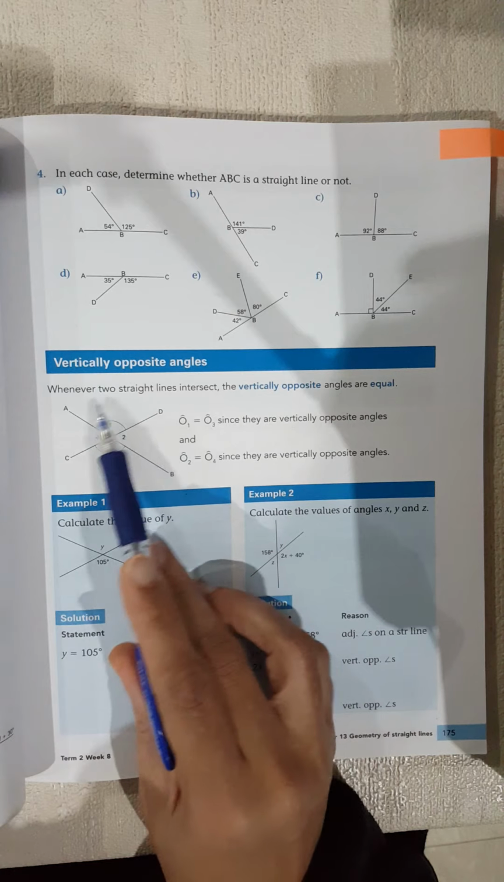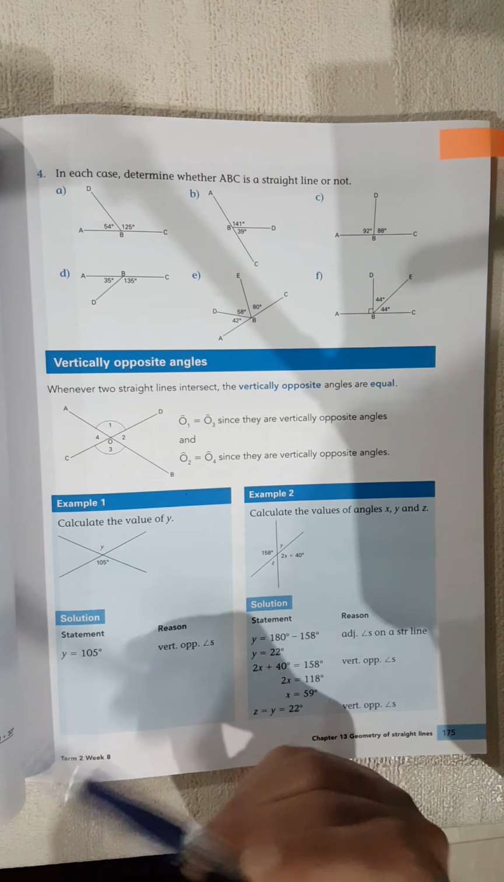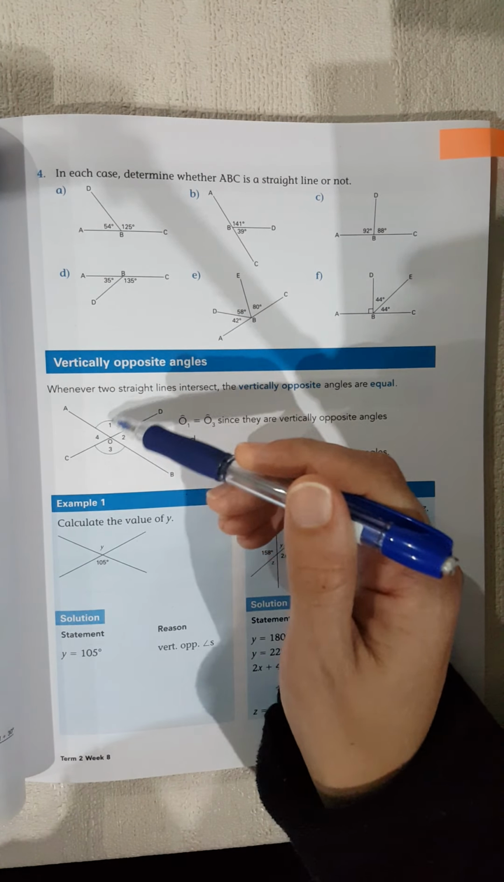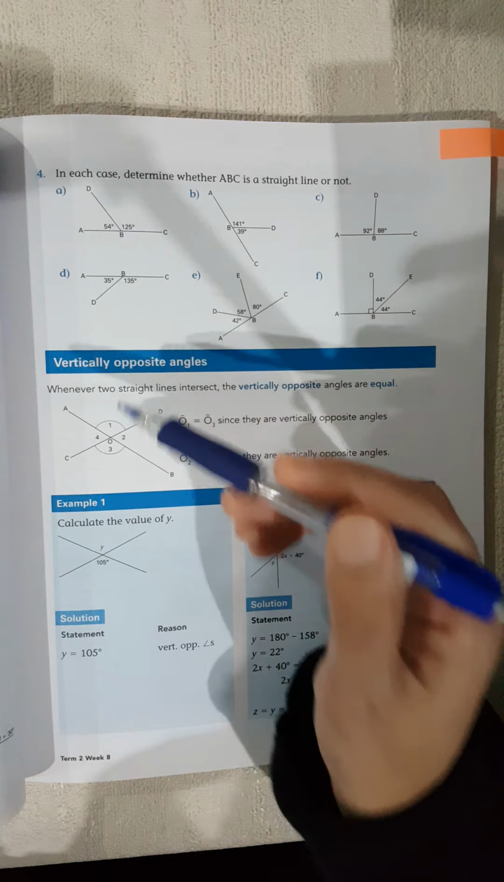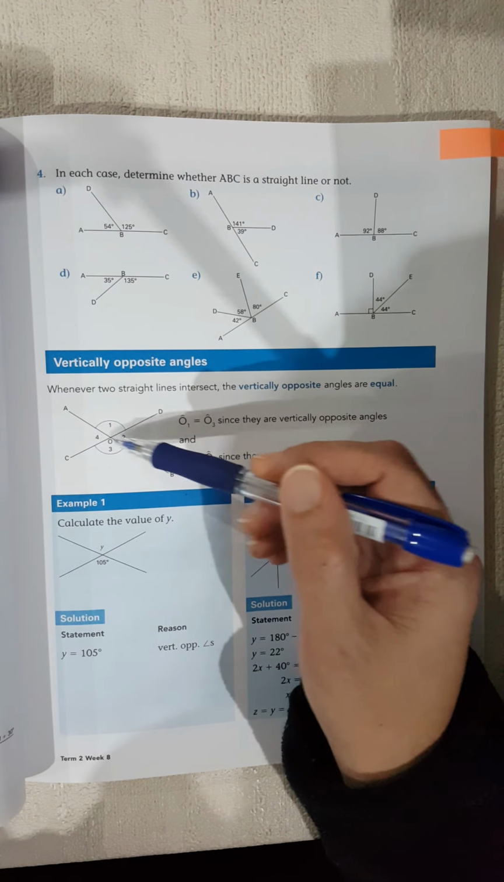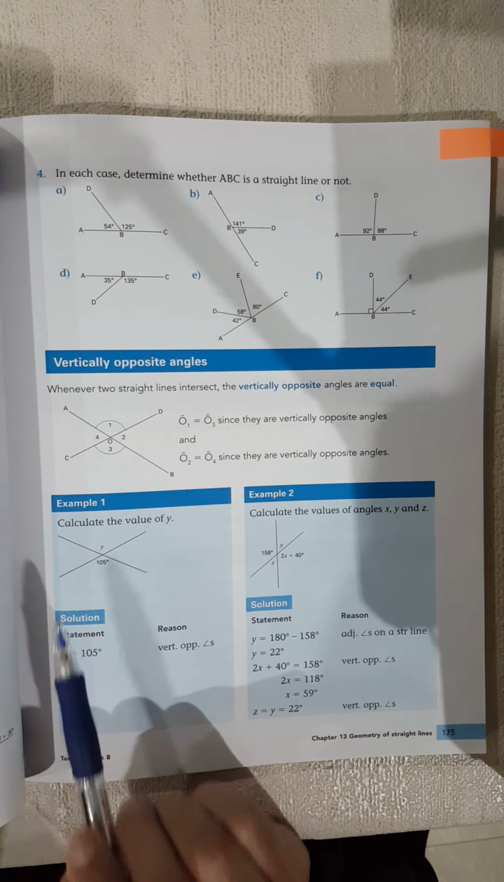So you just have to remember this one diagram to understand vertically opposite angles. There's two pairs. O1 and O3 are vertically opposite. You can see they are vertically opposite each other, right? And then if you turn the diagram around, these are vertically opposite each other. So O2 is equal to O4. Let's look at the examples.